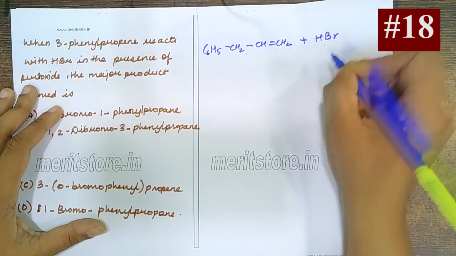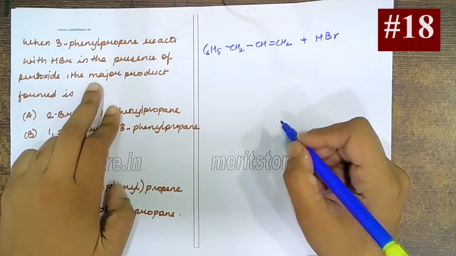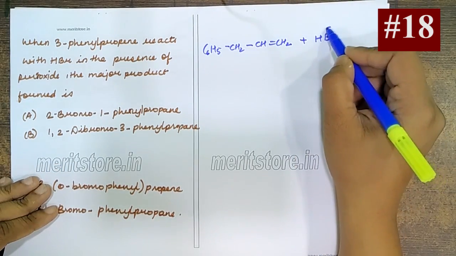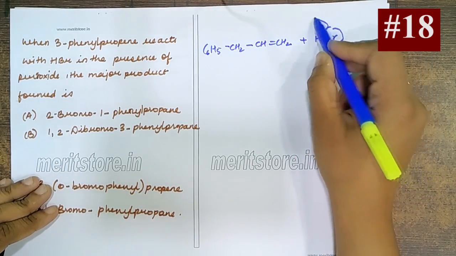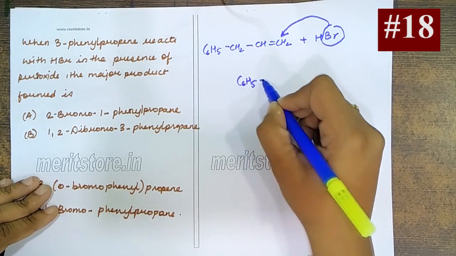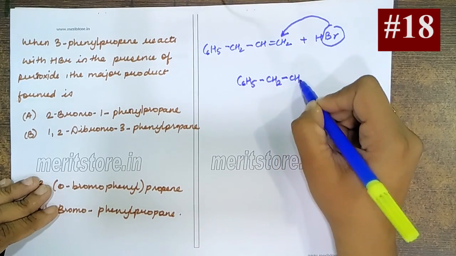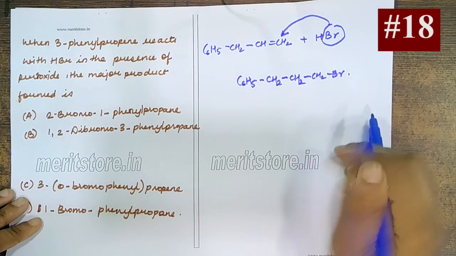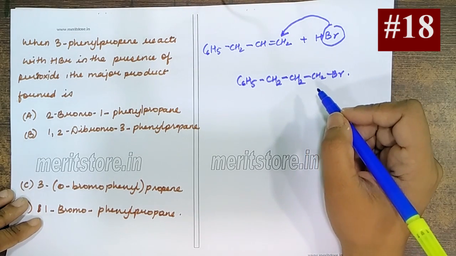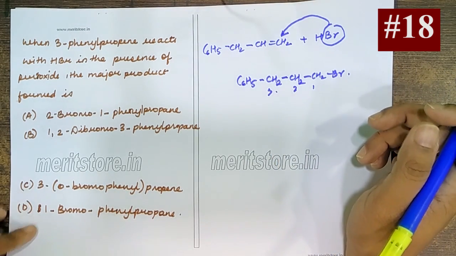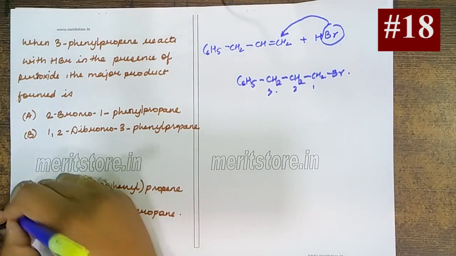When 3-phenylpropene, if we draw the structure C6H5CH2CH=CH2, plus HBr is added in the presence of peroxide, peroxide gives the anti-Markovnikov's rule, where the negative part of the reagent goes to the carbon atom having the greater number of hydrogen atoms. So we'll get C6H5CH2CH2CH2Br. If we number this compound, it is 1-bromo-3-phenylpropane. So the option is D.